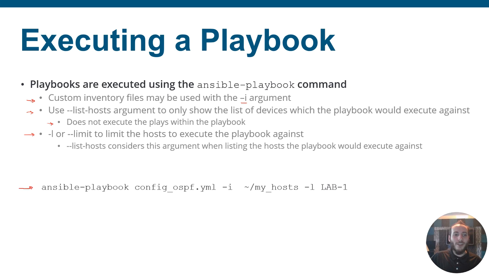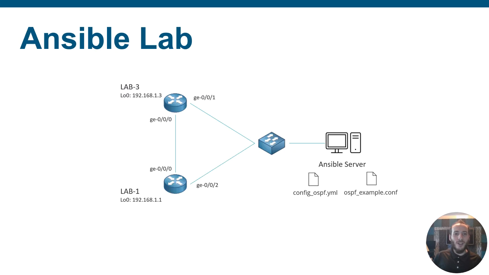As we see down here in our example command, we have our ansible-playbook. We are specifying the YAML file of our playbook. This would be in the same directory as the one we are currently in. We are specifying a custom inventory file. Within our home directory, it is the my_hosts file. And then we are also limiting this playbook to only be executed against the hostname lab-1. So that's an example of our command that we would use for executing a playbook.